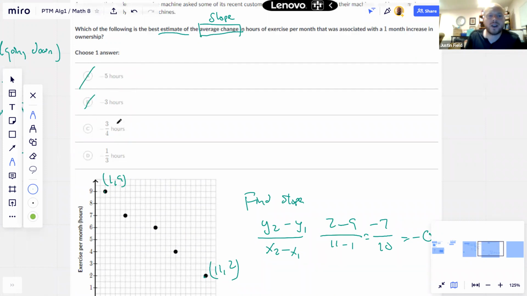Not 5, not 3. This would be negative 0.75. 3/4, you should know by memory, is 0.75. And you should also know by memory 1/3 is 0.333 repeating. There's certain decimals that we use all the time, like 1/2, 0.5, right? So you want to know that. So this is negative 0.3 repeating. So I would say, even though we didn't get exactly 0.75, we got 0.7, and there's only one that's close to that, and that would be C.